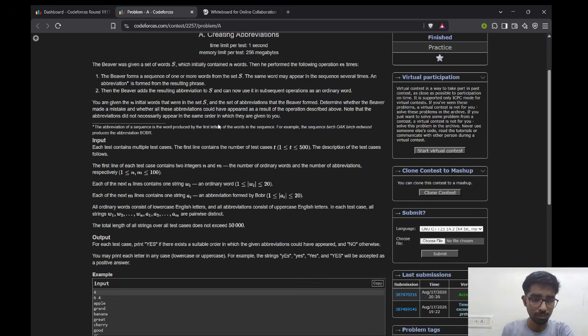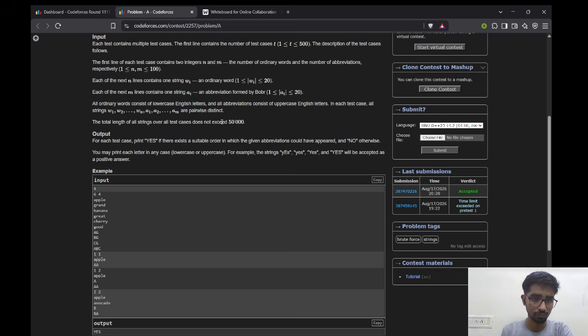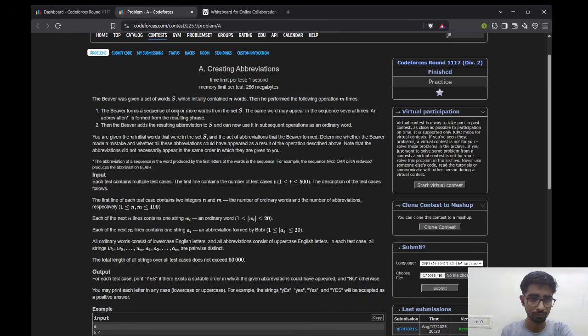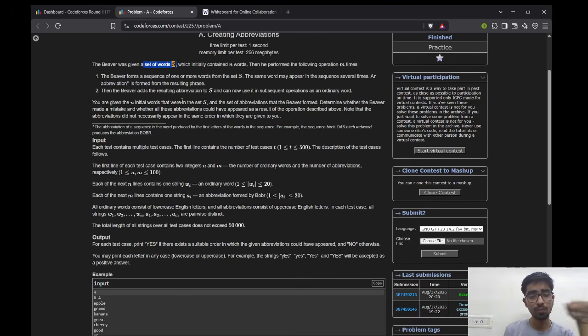So what the problem is, is that we are given a set of words in S, right? And from those words we are forming abbreviations. And how the abbreviation would be formed is stated there. The abbreviation is a sequence of the words produced by the first letter of the words in the sequence. For example, the sequence "bits OK bits Redwood" produces the abbreviation BOBR.